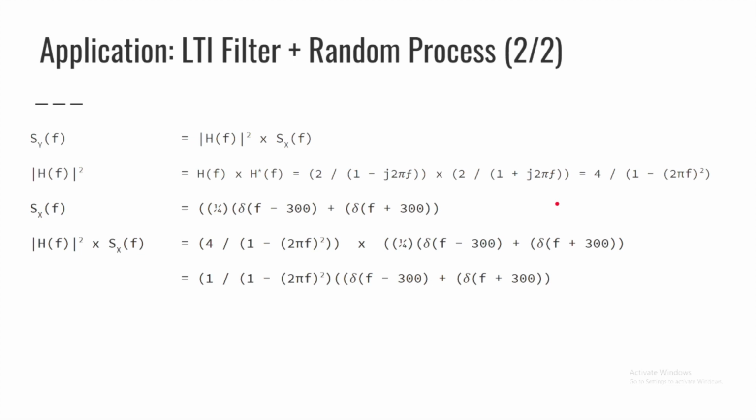All right. And then to continue off this problem, in order to figure out the PSD for this new output, we have to do the magnitude squared times the original PSD. So based on what we have before, we have 2 over 1 minus j 2 pi f, multiplied by its conjugate, and we get 4 over 1 minus 2 pi f squared. And then all we have to do is multiply that times our PSD of X, which we found before, the original PSD, and we have this bottom final answer, which we have for the output, which is 1 over 1 minus 2 pi f squared times delta f minus 300 plus delta f plus 300.